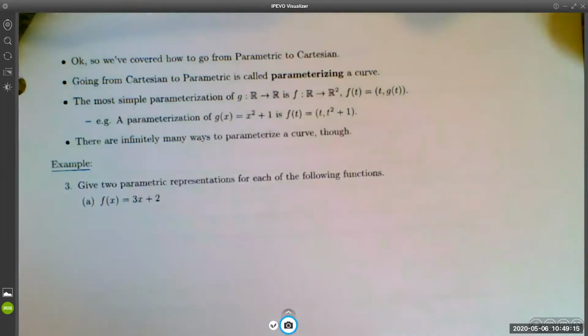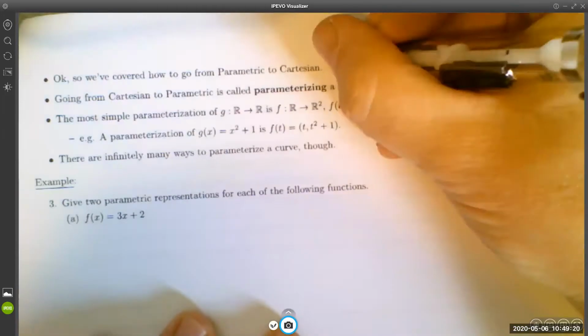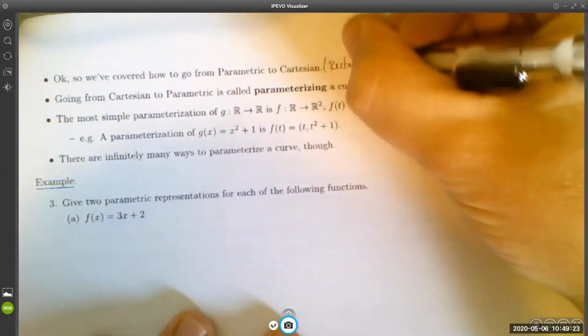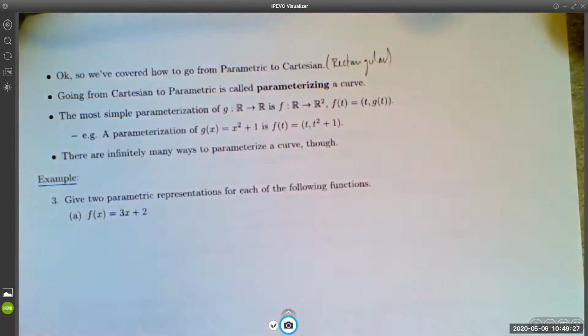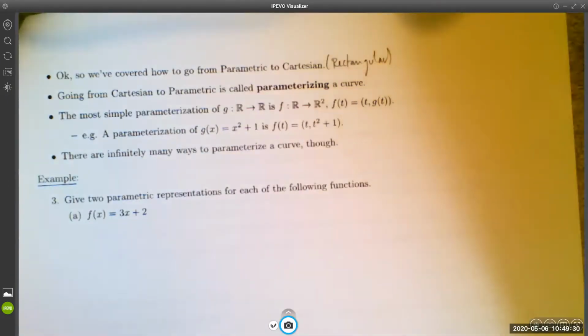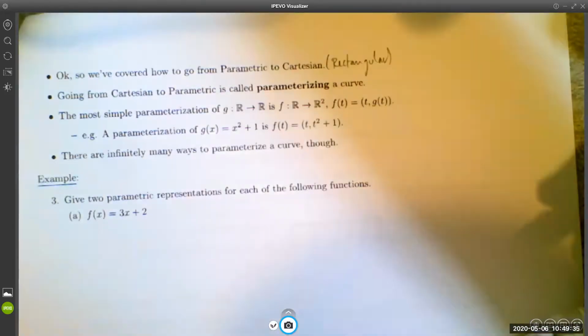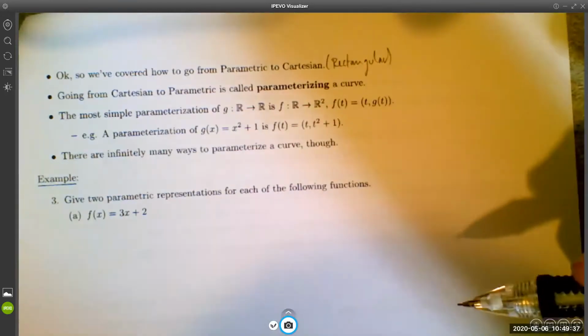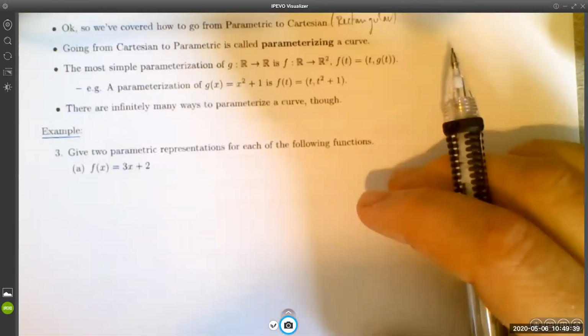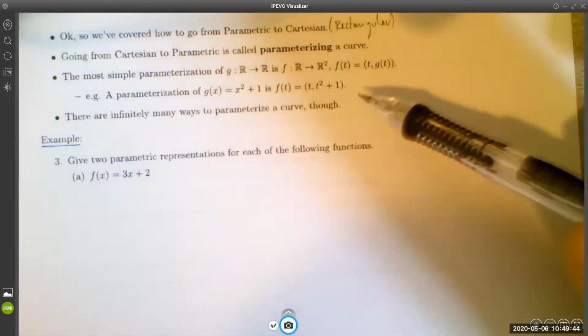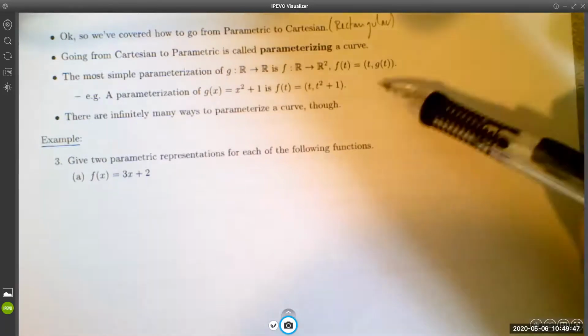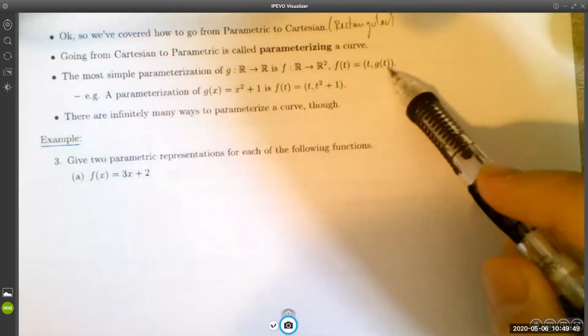Okay, so that's how we go from parametric to Cartesian, or in other words, rectangular. To go the other way around, from Cartesian or rectangular to parametric, is called parameterizing a curve, and it's actually a lot easier to parameterize a curve than to unparameterize a curve, in my opinion. The most simple way to parameterize a curve is to let x be t, and then let y be whatever function of t you started with.